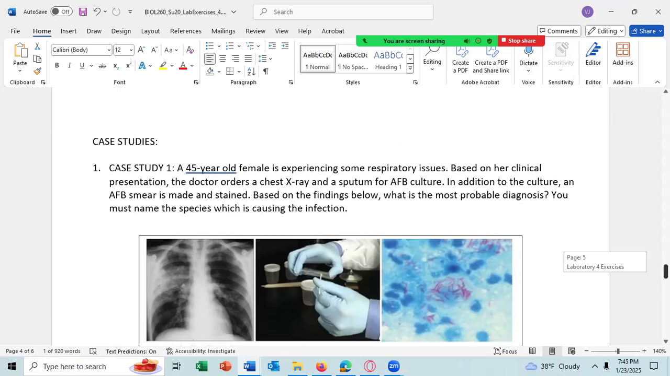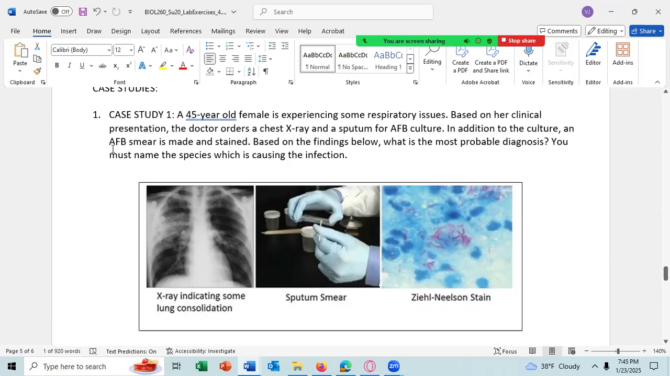Case studies. Case study 1. This is a 45-year-old female experiencing respiratory issues. She's having trouble breathing. Based on her clinical presentation, the doctor orders a chest x-ray, shown here, and then they collect sputum for an AFB culture. In addition to the culture, an AFB smear is made and stained. Based on the findings below, what is the most probable diagnosis? And you must name the species which is causing the infection.